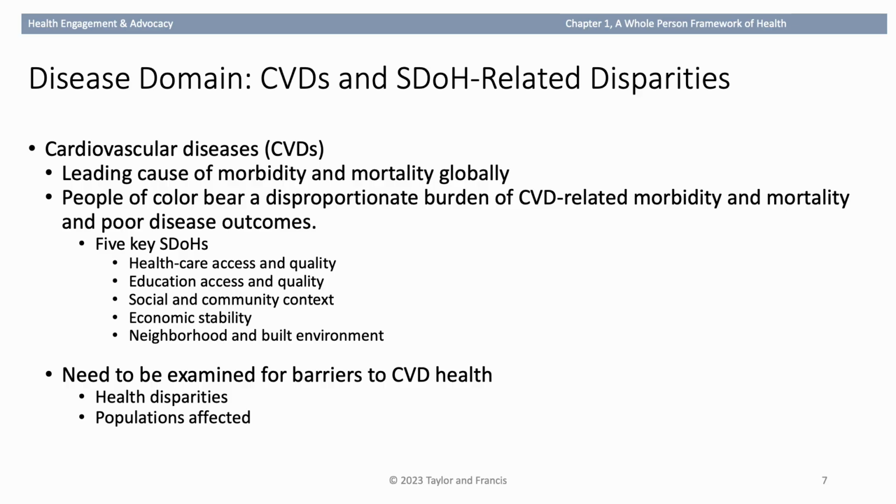So it tells you that CVDs are the leading cause of mortality and morbidity globally, and that people of color bear a disproportionate burden of CVD related morbidity and mortality, and additionally have poor disease outcomes. And I give you a reminder of the 5 key SDOHs again as identified by Healthy People 2030. And we understand that there is a need for understanding what are the barriers to CVD health as they relate to health disparities and who is specifically affected.